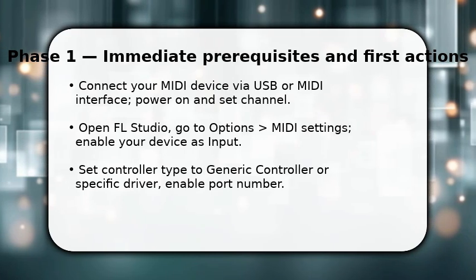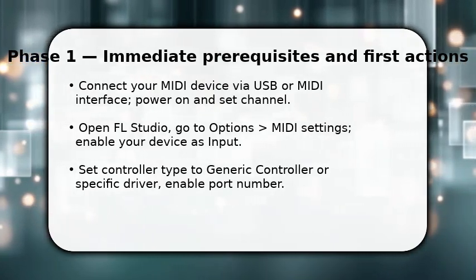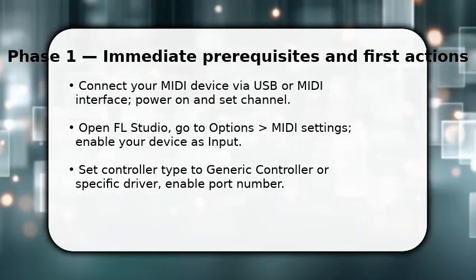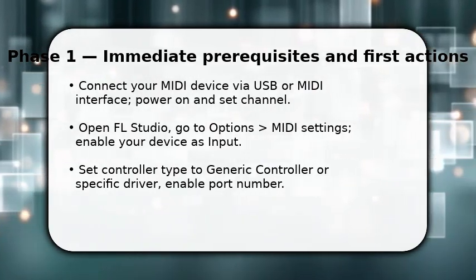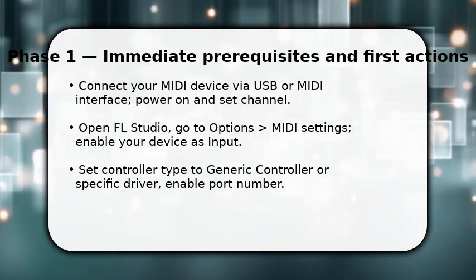You start by making FL Studio see your hardware, plug in the controller, and power it. Once connected, open Options, then MIDI settings, and enable the device as an input. This tells FL Studio to listen.